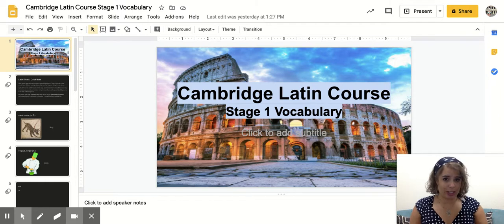Please do make sure you are taking notes on the vocabulary in your Latin notebook or Latin binder, wherever you're taking your Latin notes. So this is the vocabulary for stage 1, Introduction into Cambridge Latin course.